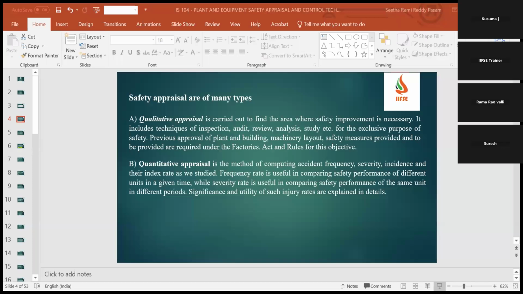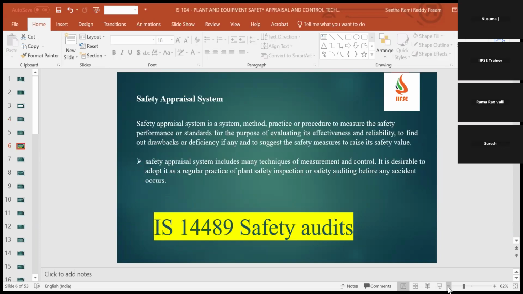And safety appraisal system. When we say safety appraisal system, it is a system, method, practice or procedure to measure the safety performance or standards for the purpose of evaluating its effectiveness and reliability, to find out the drawbacks or deficiency if any, and also suggest safety measures to raise its safety values. Safety appraisal system includes many techniques, measurements, and control. It is desirable to adopt regular practice of plant safety inspections and safety audits before any accident occurs. Appraisal system is all about verifying and checking your plant performance.